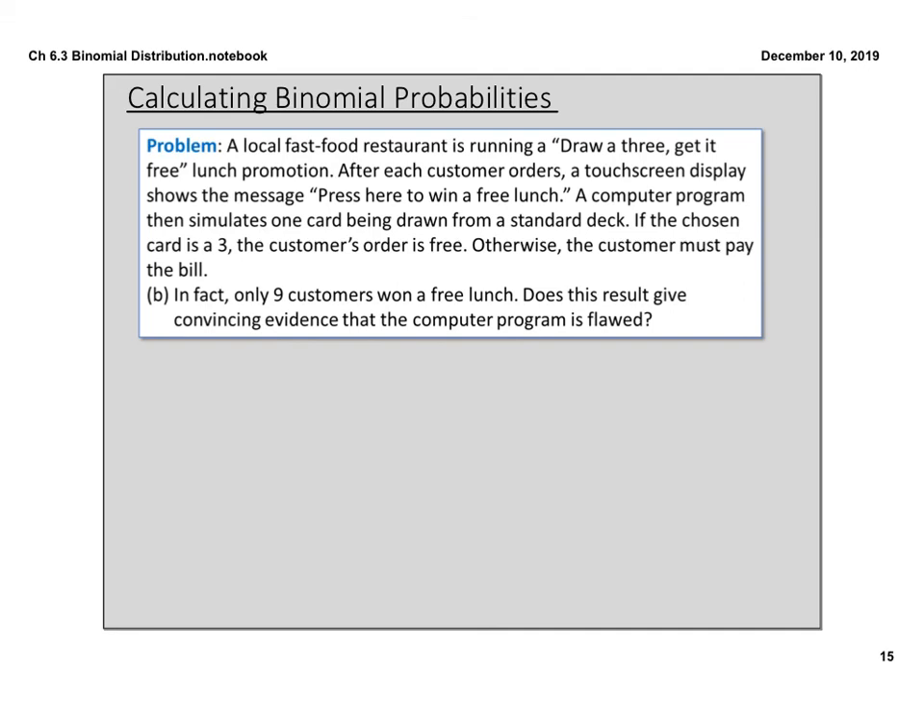Okay, so here's part B to this same example. It says, in fact, only 9 customers won a free lunch. Does this result give convincing evidence that the computer program is flawed? So here's the thing. If only 9 customers won a free lunch that day, what that means is my X value was equal to 9. So then here's the other piece of information that we know. We know from part A, the probability that X is less than 10, that's what we did, X is less than 10 was equal to 0.006, which is a really, really low probability.